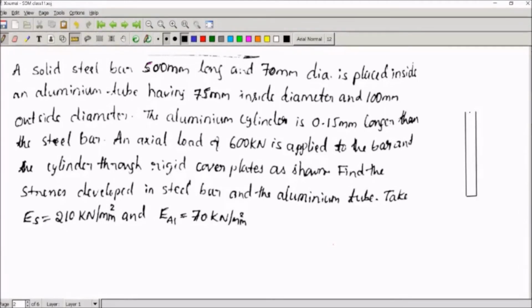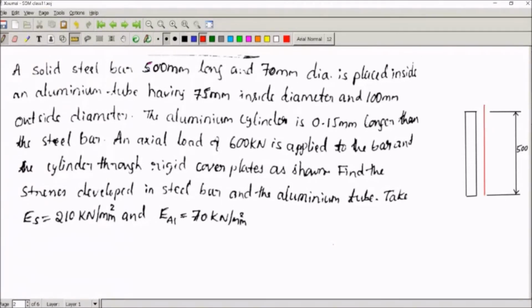This is a solid steel bar. This steel bar has 500 mm length and it is placed inside an aluminum tube having 75 mm inside diameter and 100 mm outside diameter. So there will be a small gap. That is one thing. Second thing is aluminum cylinder is 0.15 mm longer than the steel bar. Steel bar is 500 mm. Aluminum cylinder is supposed to be 500.15 mm.